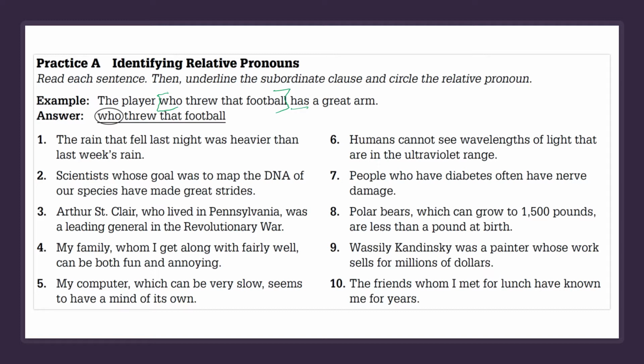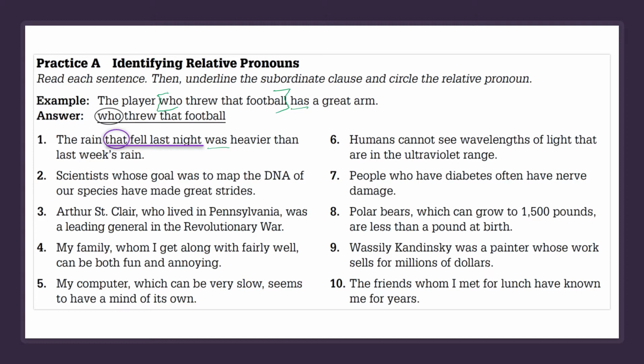All right, the rain that, so here we know how the relative pronoun looks like. So we circle it, that fell last night, then we have was. So since we find the main verb, we stop there. So what is before is the subordinate clause. That fell last night. This is to add more information.